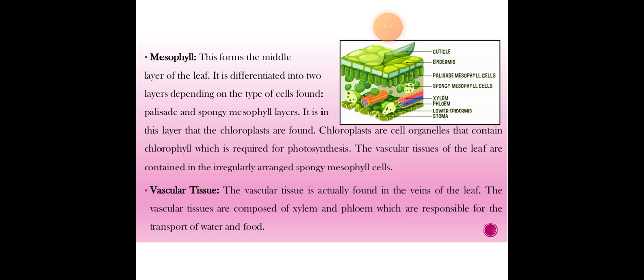Chloroplasts are cell organelles that contain chlorophyll, which is required for photosynthesis. You should know what chloroplasts are. These are green pigment organelles that have chlorophyll present in them, and they are required for photosynthesis.